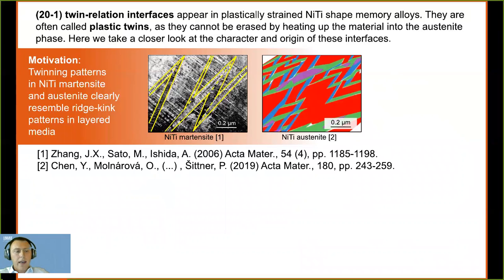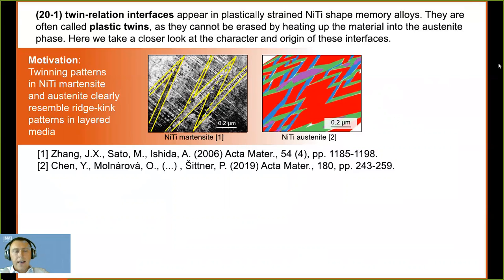But it's not surprising, because I said that these twins are plastic twins. They do not disappear when heated up to austenite. In fact, they transform into 41-1 twins in the B2 lattice of austenite. So this pattern is somehow transferred from martensite to austenite. Of course, it's not a one-to-one correspondence because this pattern includes the 100 interfaces that somehow disappear and are replaced by some different plastic twins in martensite, but still the pattern itself is somehow preserved over the transition.